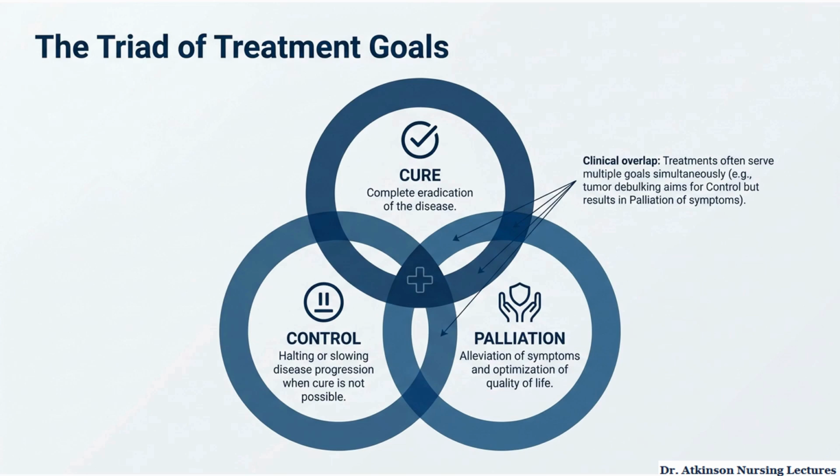Cure aims to eradicate disease. Control focuses on slowing progression and maintaining quality of life, and palliation prioritizes symptom relief and comfort. These goals may overlap depending on disease stage and patient condition. Understanding the treatment goal helps nurses provide accurate education, realistic expectations, and appropriate emotional support.